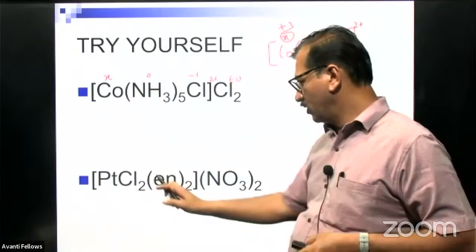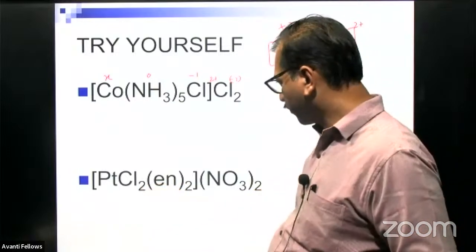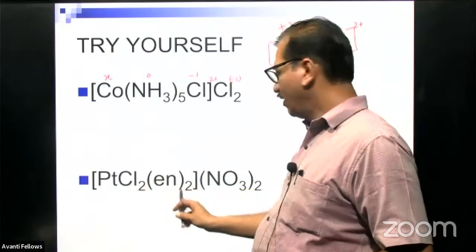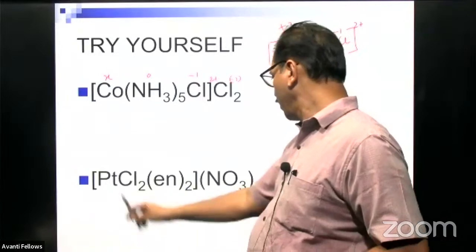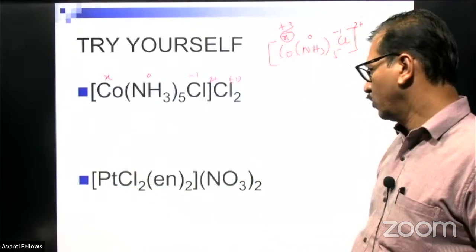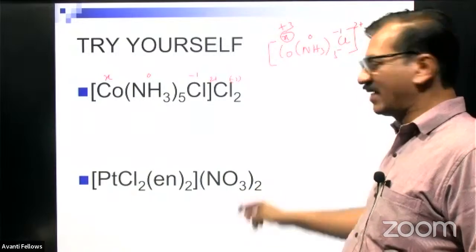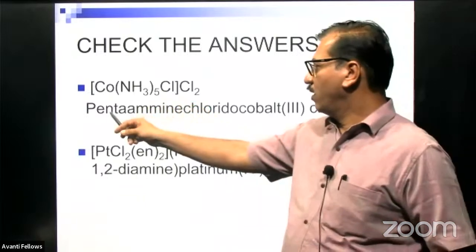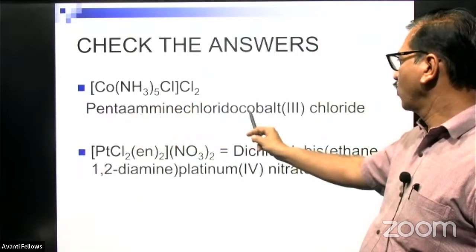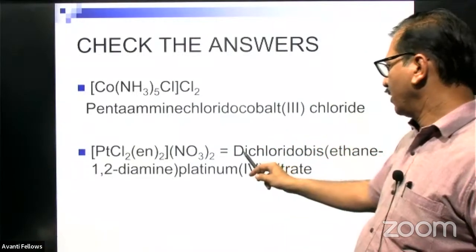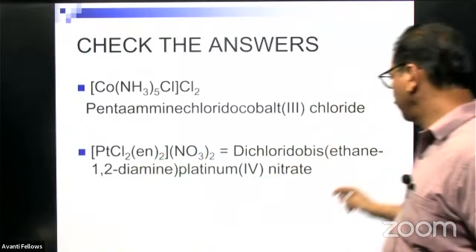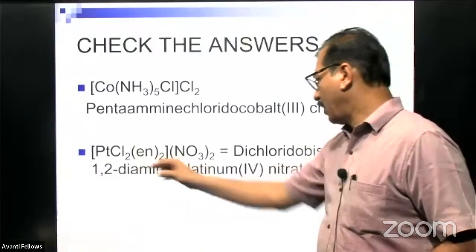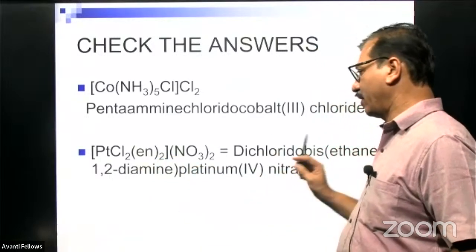What about this one? Dichlorido bis(ethane-1,2-diamine) platinum 4 nitrate. Platinum 4 nitrate. Okay, look at this: pentaamine chlorido cobalt 3 chloride, and dichlorido bis(ethane-1,2-diamine), that is 'en', platinum 4 nitrate.